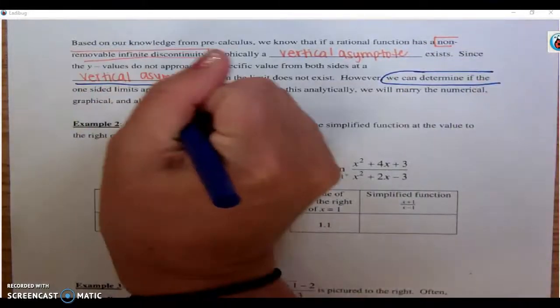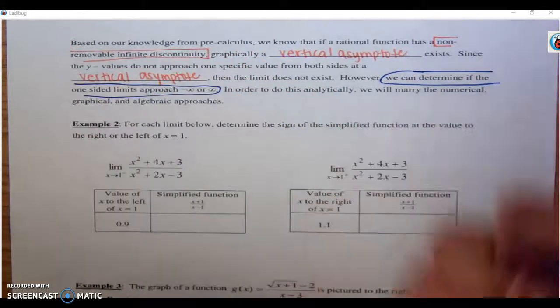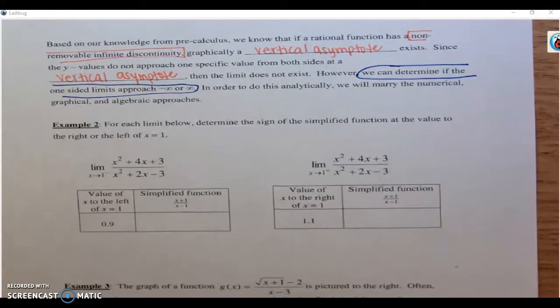So if it asks you just for the limit as x approaches 1, that doesn't exist if there's a vertical asymptote. But if it asks you for one from the left or one from the right, you can figure out if it's going to be positive or negative infinity. So there's a way for us to do this. We're going to take all the different approaches and kind of combine them together.